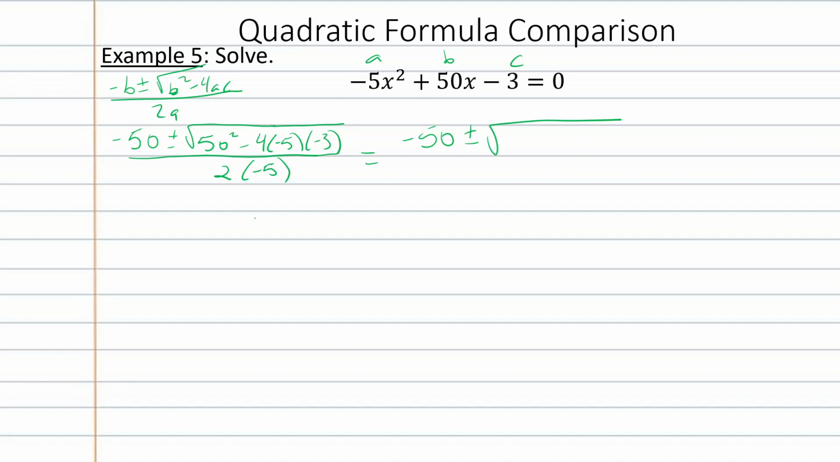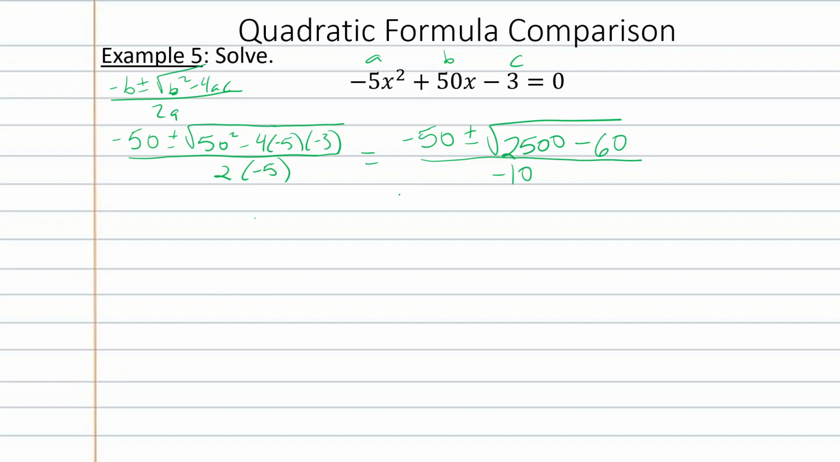It's 2,500. Okay. Now, minus 4 times minus 5 is positive 20, times negative 3 is negative 60, all over 2 times negative 5, which is negative 10. Alrighty.